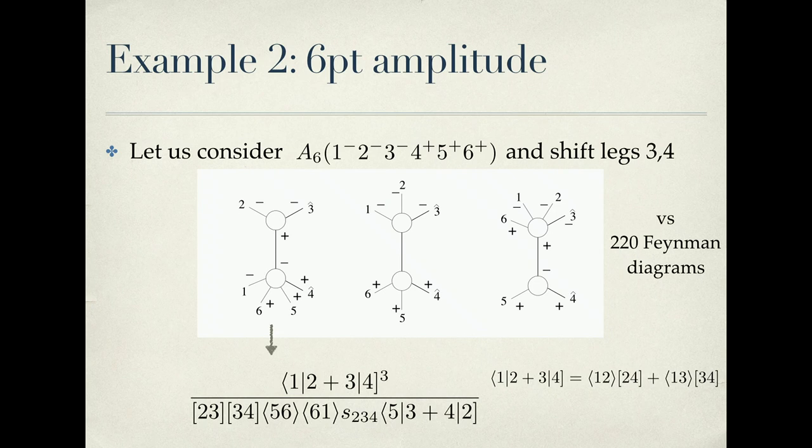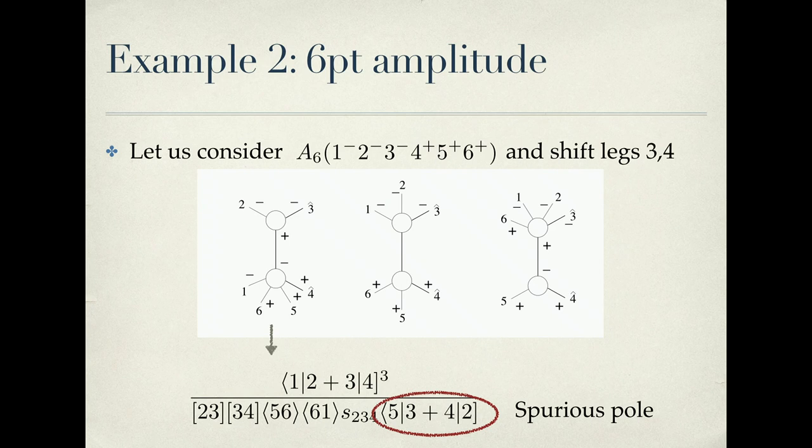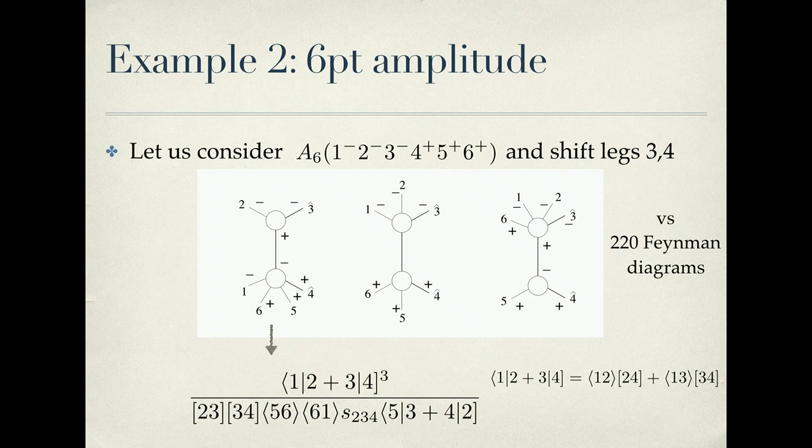Now, let me just review how we would proceed for something more complicated, like 6 point amplitude. So the 6 point amplitude, suppose that we fix the helicities like that and shift legs 3 and 4, there will be three diagrams which are consistent with that ordering versus 220 Feynman diagrams we would have to draw. So it's very economic, it's only three, and that's for generic 6 point amplitude, but for this particular helicity, actually the middle one would not contribute, so it would be zero, so it would be only two in the end.